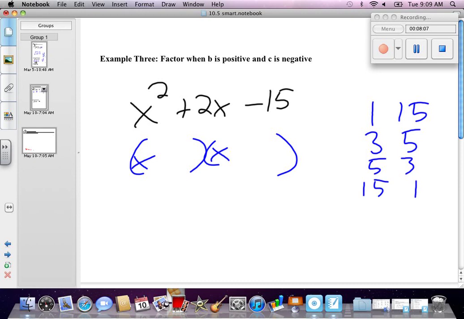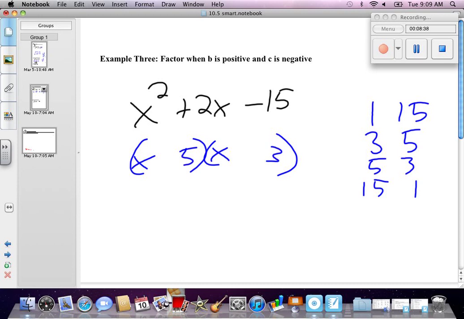Okay. Which ones add up to give me 2, of the factors that I have? None. So, one's going to have to be positive and one's going to have to be negative. So which ones subtract to give me 2? 5 and 3. So I can use 5 and 3. Now here's the tough part. Where do I put my positive or my negative? My answer is negative, so can they both be negative?